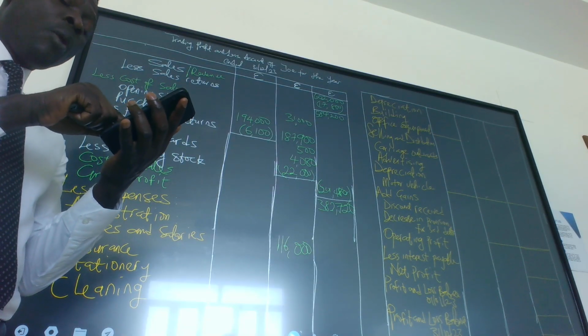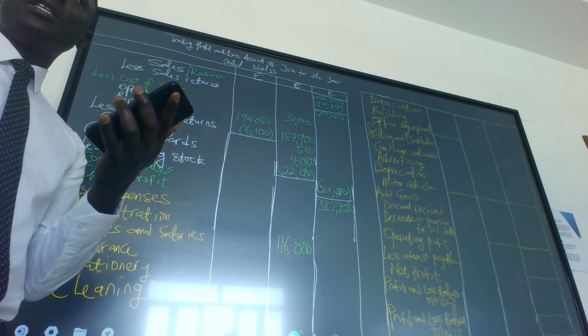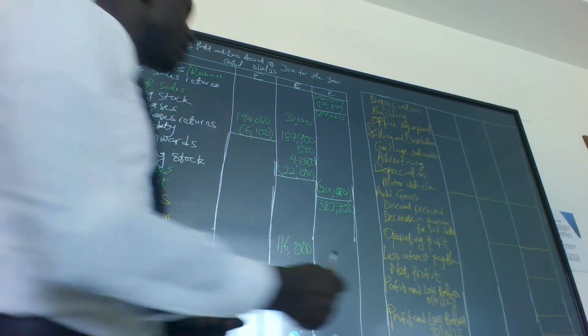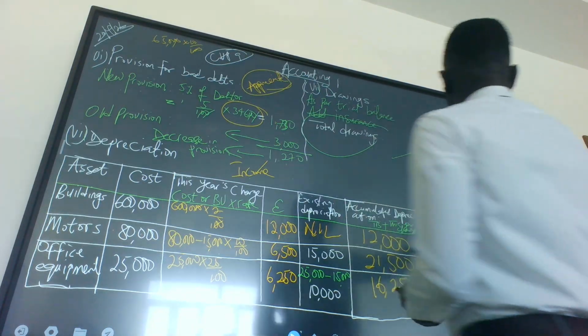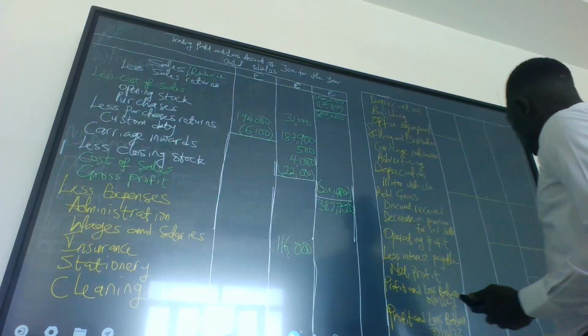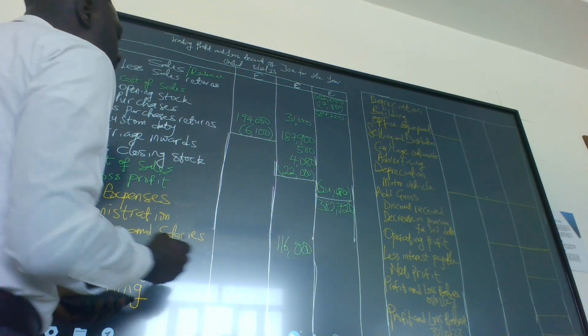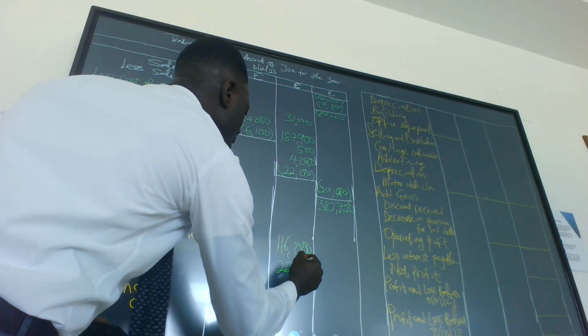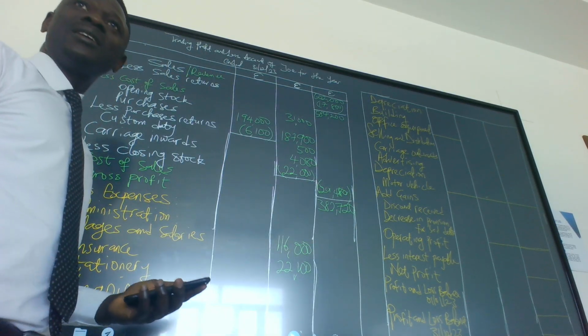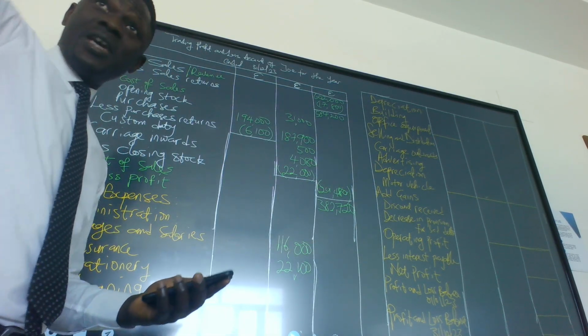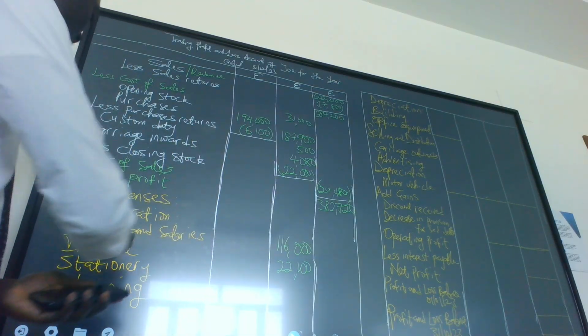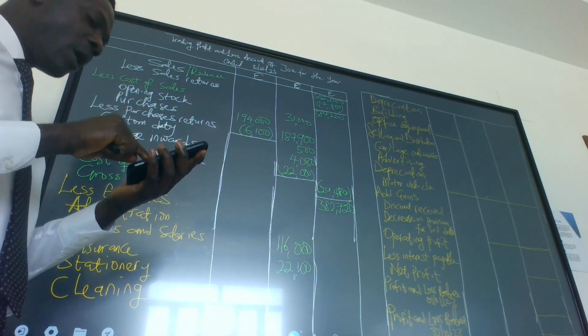Yes. But what happens? We have minus 400 for the house. We did that earlier. So it's 22,100 now, right? 22,100. Are you guys with me? Now we move on. Stationery. What happens to our stationery?